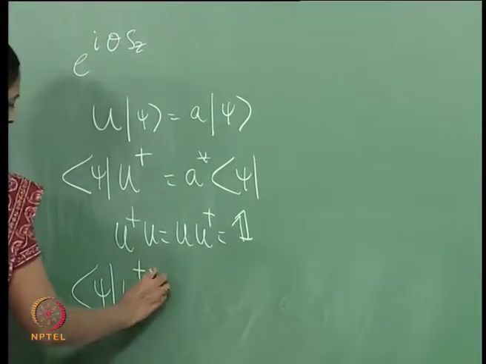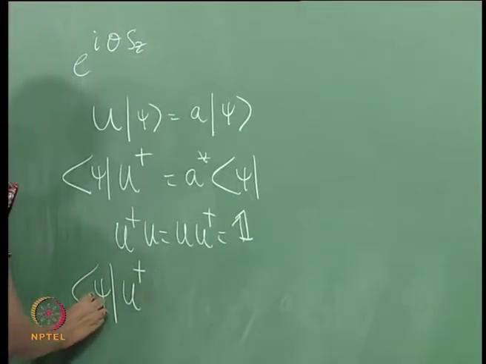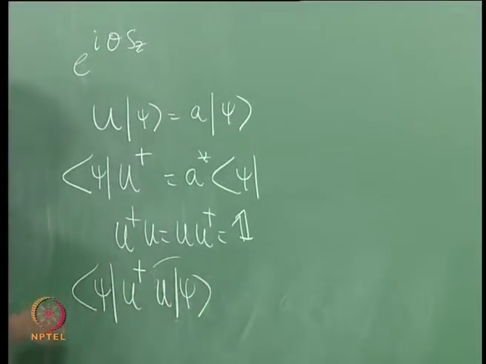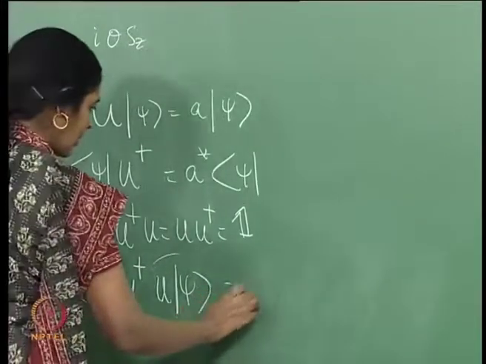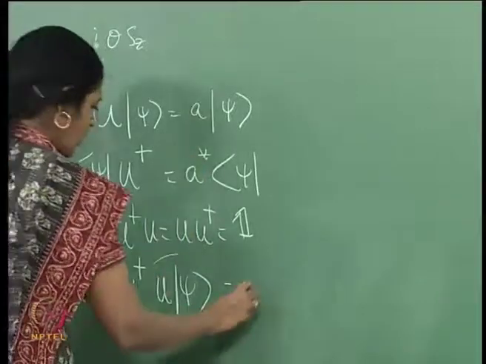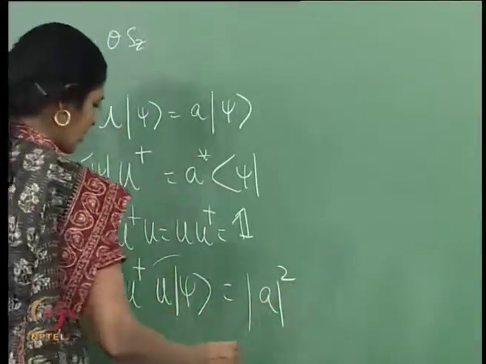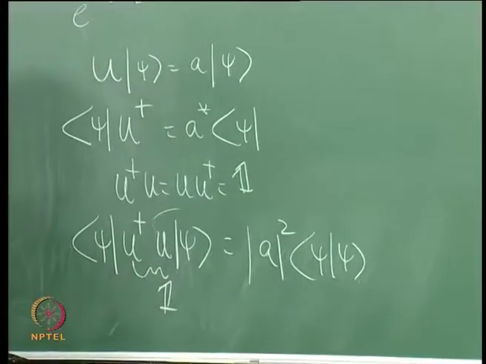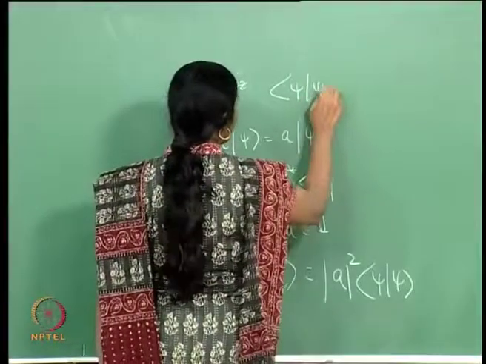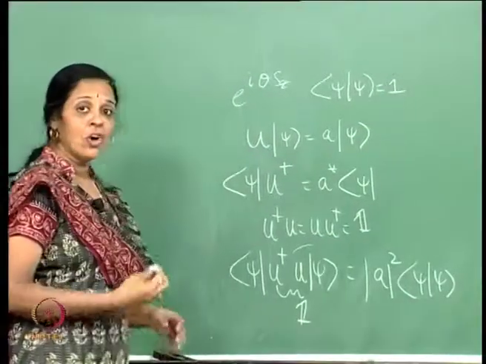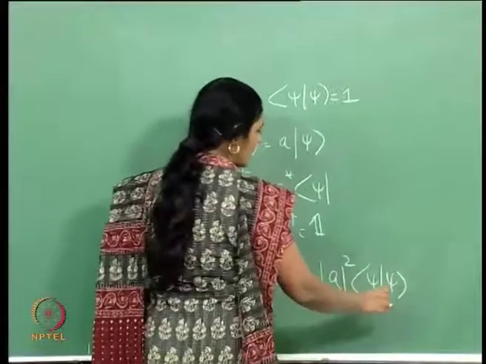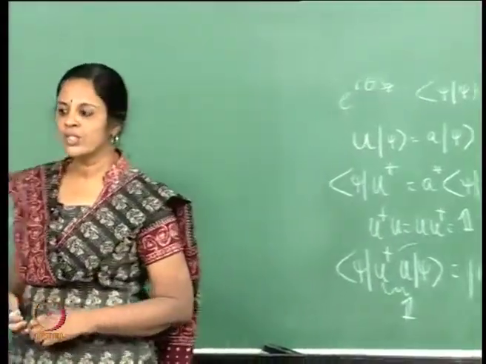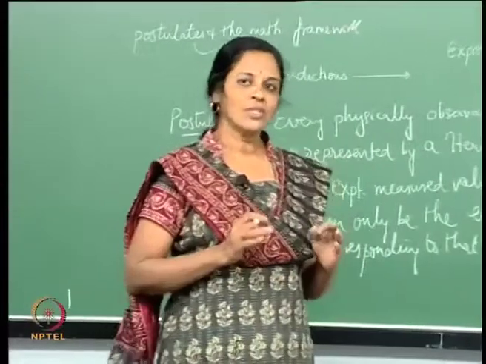I can find the inner product of this bra with this ket. This is a ket, and that is the bra vector corresponding to that ket vector. But this object is simply mod A squared psi psi, because U dagger U is identity. And if initially psi has been normalized to unity, it is clear that mod A squared is equal to 1. So, the eigenvalues of a unitary operator are complex numbers whose modulus is unity.